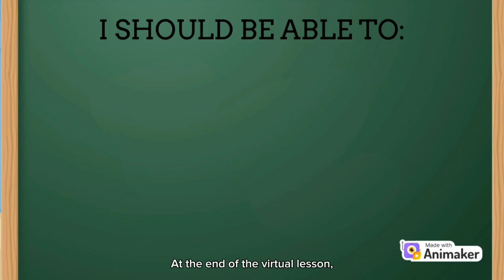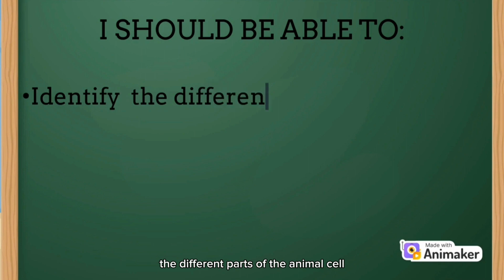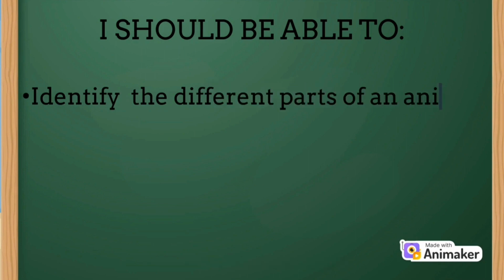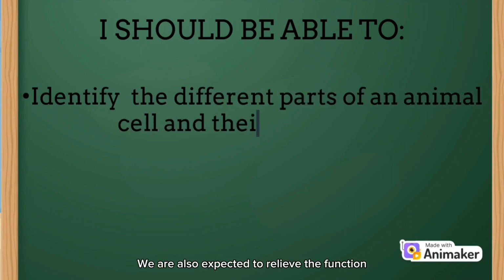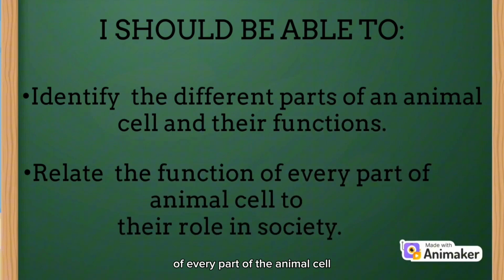At the end of the virtual lesson, we are expected to be able to identify the different parts of the animal cell and their functions. We are also expected to relate the function of every part of the animal cell to the different roles in the society.